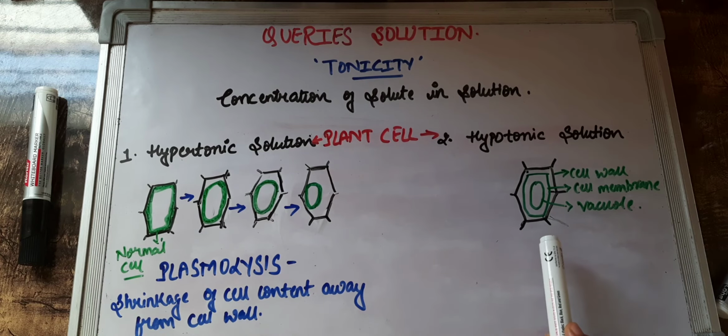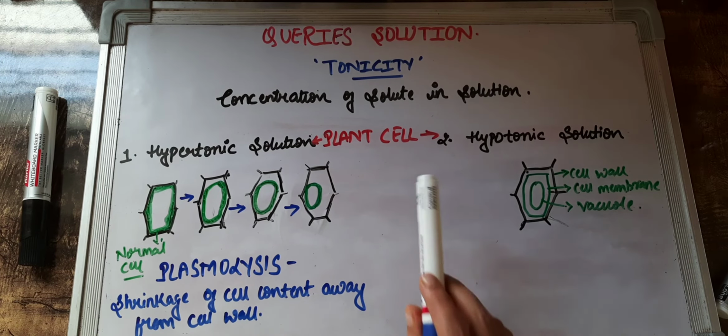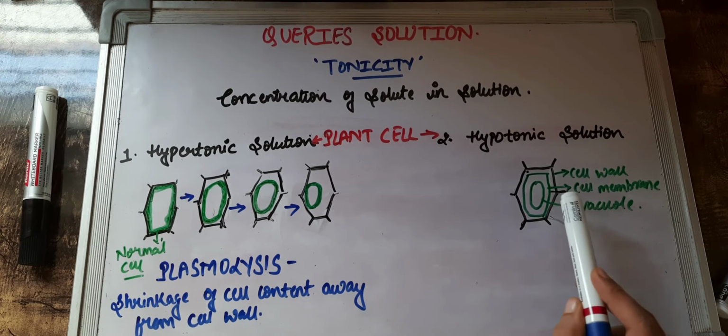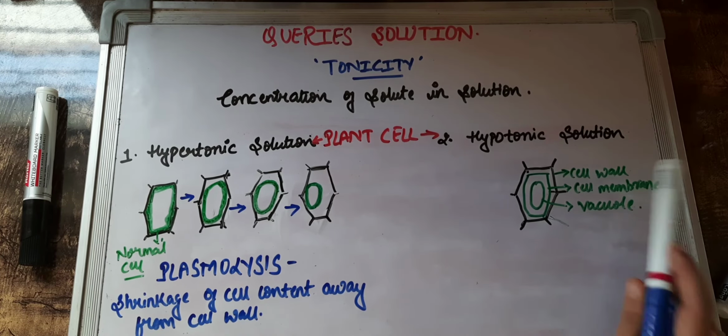Now see children, we all first of all understand that whenever we talk about plant cells especially, they have one more outer covering over their cell membrane, which is nothing but the cell wall.